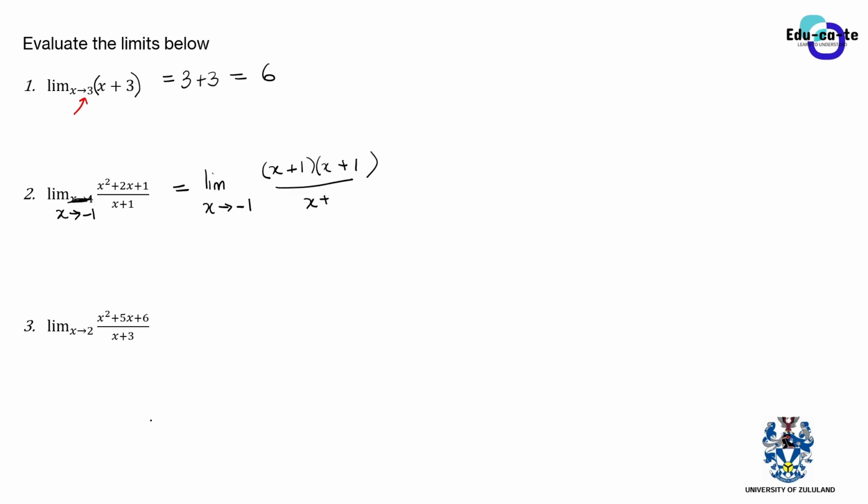Oh, now it's visible. Do you see that there's a common factor here? Here's a common factor, ta-da. So now you cancel the common factor so that your expression is no longer undefined. You're actually remaining with a simple thing, which is just the limit as x tends to -1 of x plus 1.